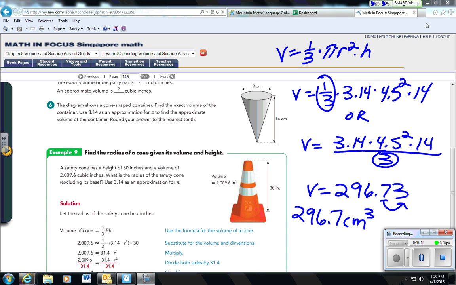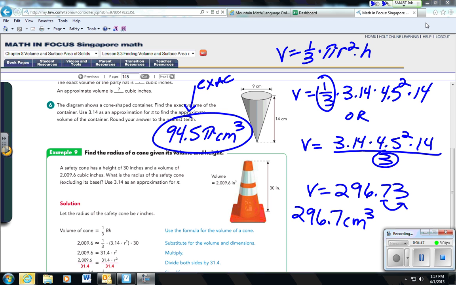That's it. And I can't remember if the other one I labeled it correctly with units cubed, but it should have been 94.5 pi centimeters cubed. So this is your exact, and this is your approximation. Okay, those are the two answers they're looking for there.